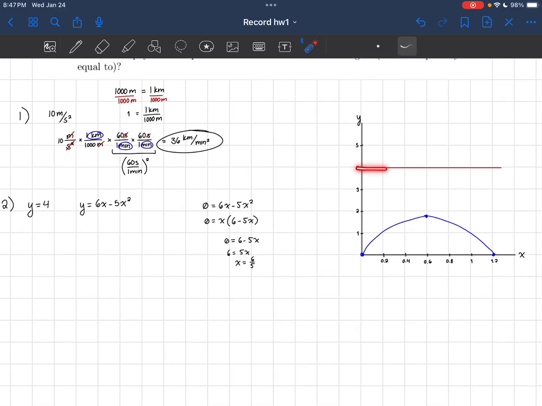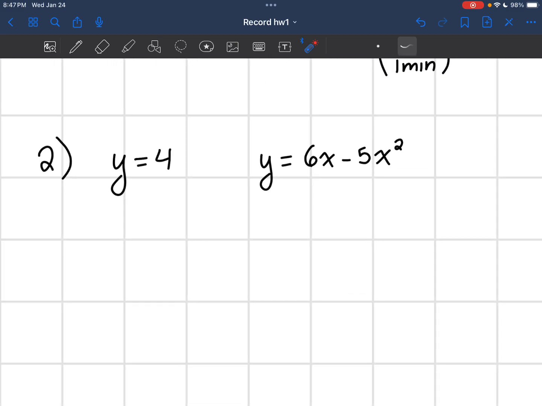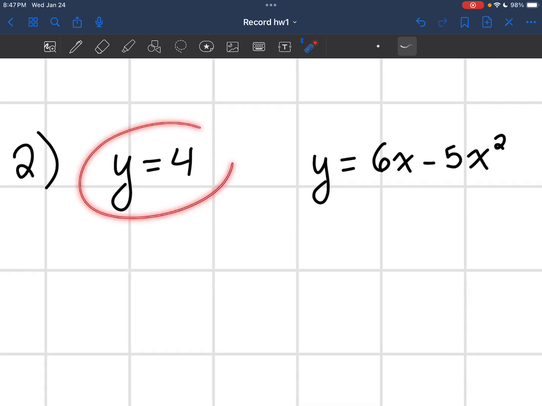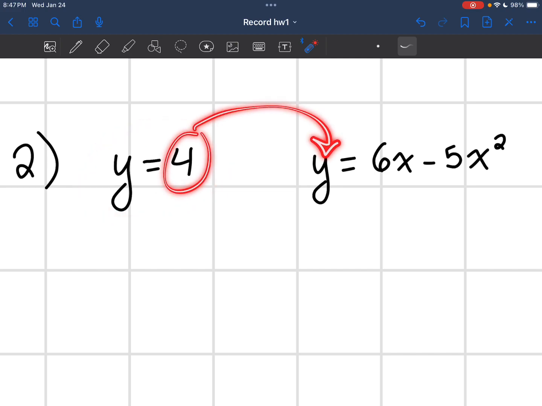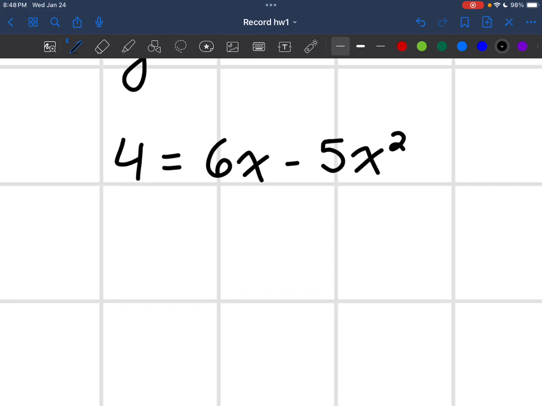But I wanted to graph it to visualize where I should be expecting them to intersect, and in fact, we're expecting our solutions to be imaginary. All right, so to do the actual algebra and find those imaginary intersection points, I have y equals 4 over here, so I can take that 4 and plug it in for y on this equation. So I'll have 4 equals 6x minus 5x squared.